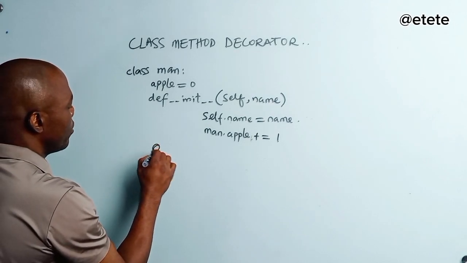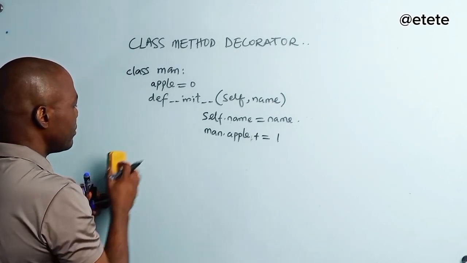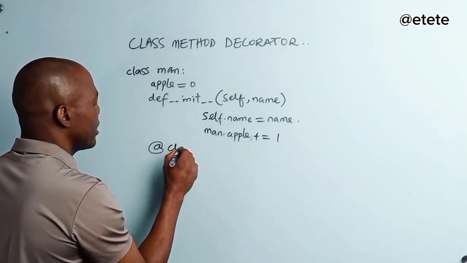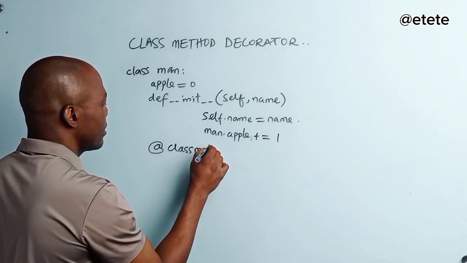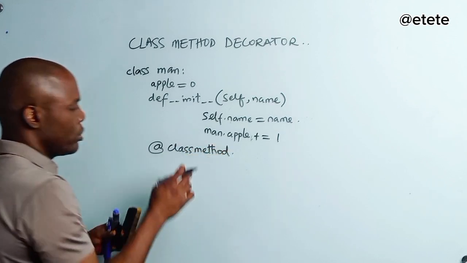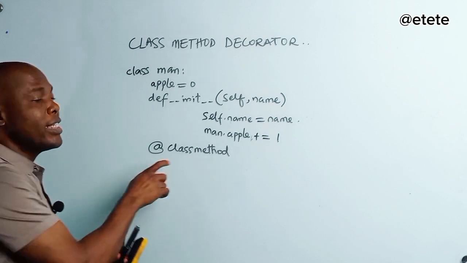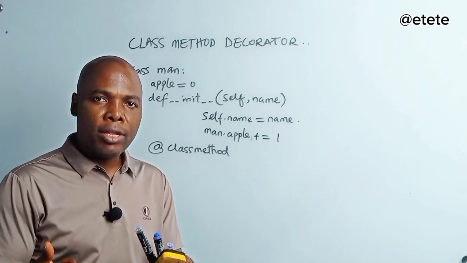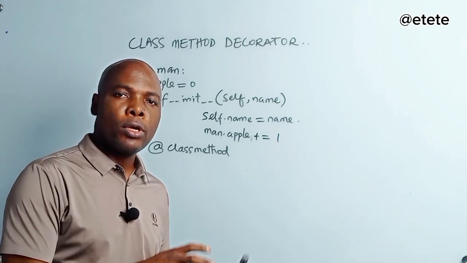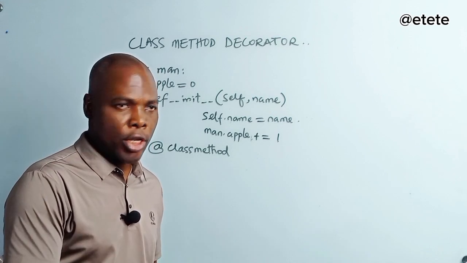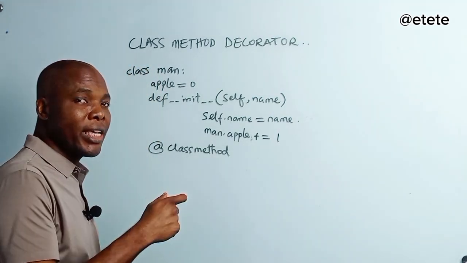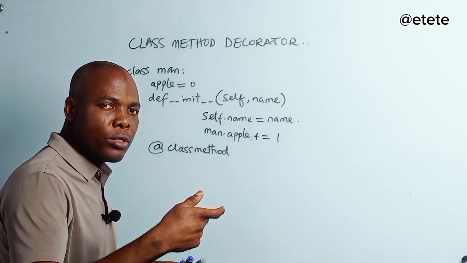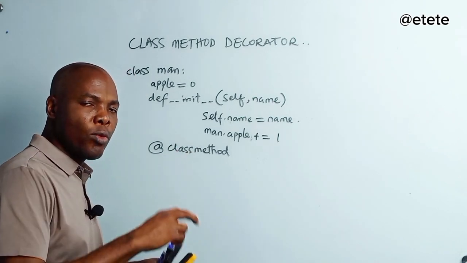The class method decorator will be a sign like this. We have this sign, and then we'll write classmethod. Now, what does this mean? This is a decorator. A decorator is a function that takes in another function as an input and then produces another function as an output. That is what a decorator does. So this decorator is going to take a method, right, and then convert. So like what we did in the last class, we took an instance method and then we converted it to what? To a class method.